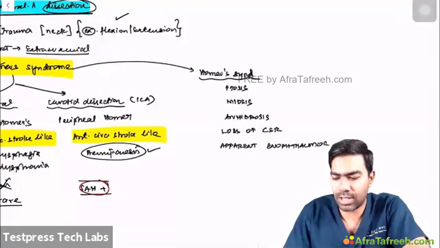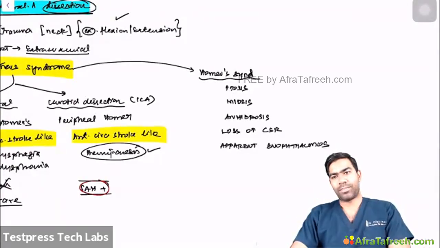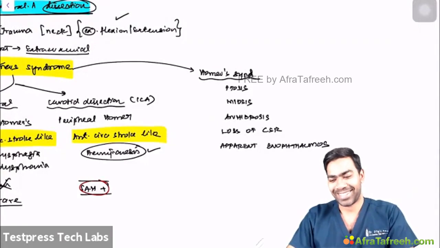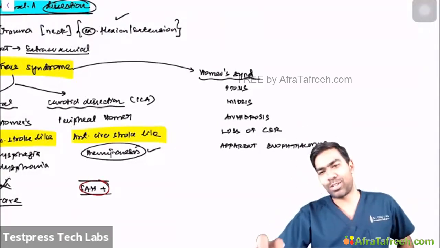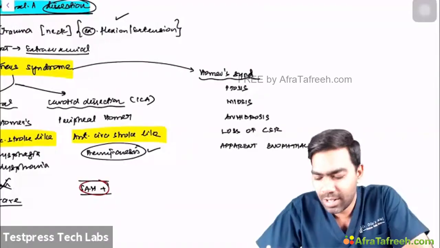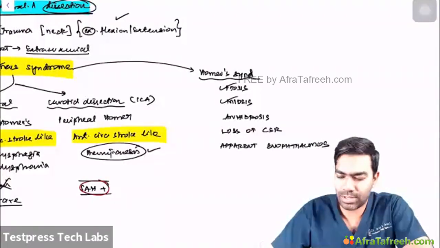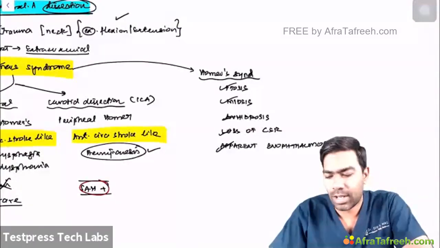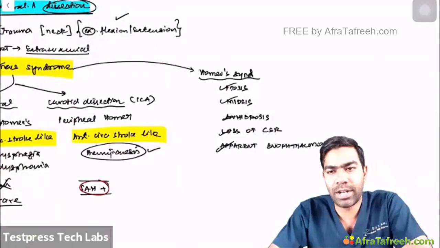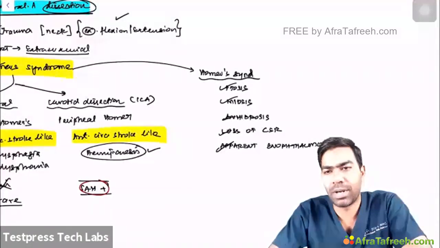So this is the thing that every medical student tends to mug up. Yeah, nursery rhyme of MBBS. Ptosis, meiosis, anhidrosis, loss of ciliospinal reflex, and apparent enophthalmos. So 5 features, classic of Horner's. And Horner's itself has multiple etiologies which can happen in multiple situations.